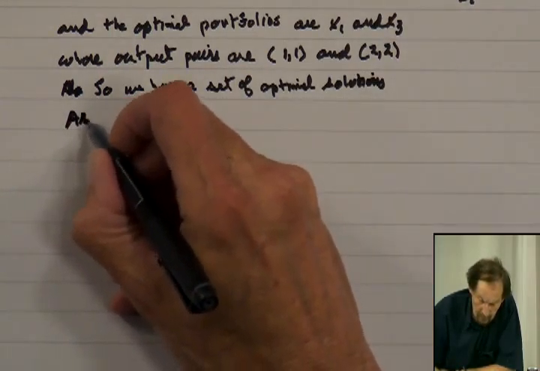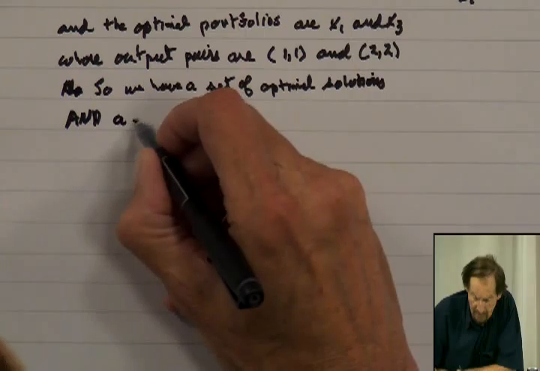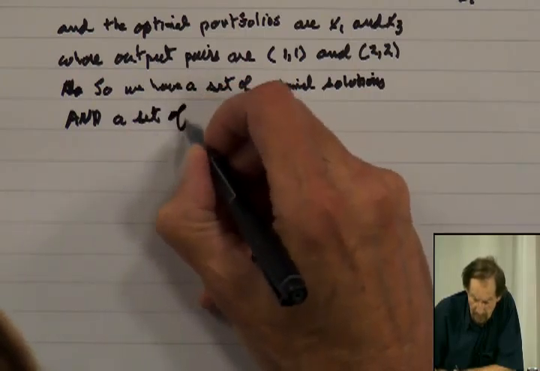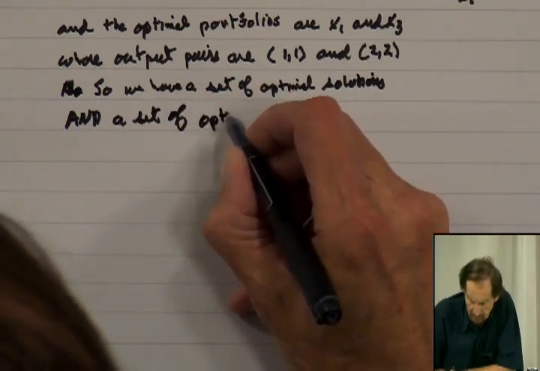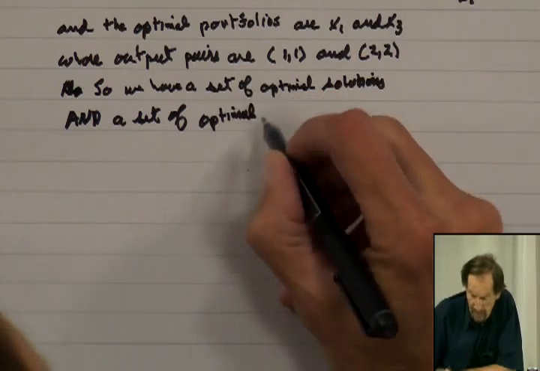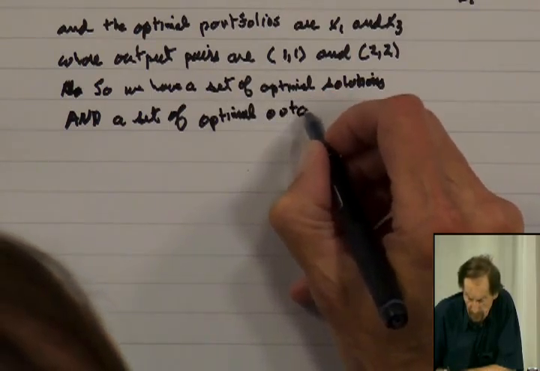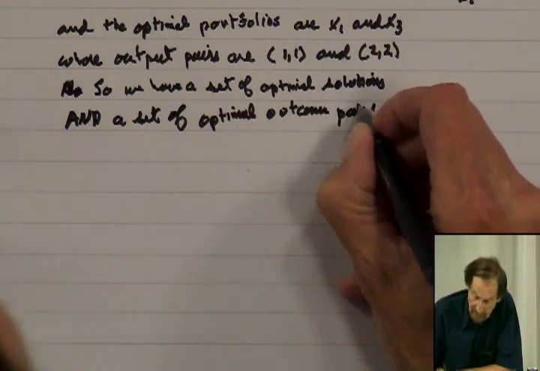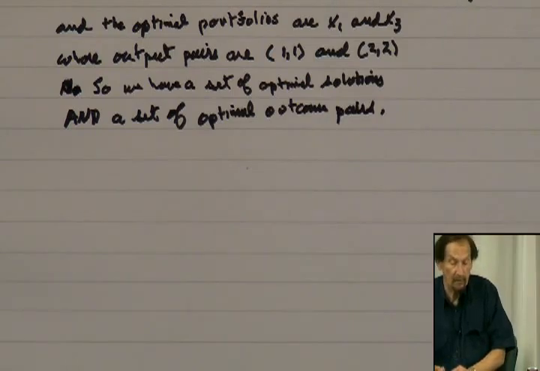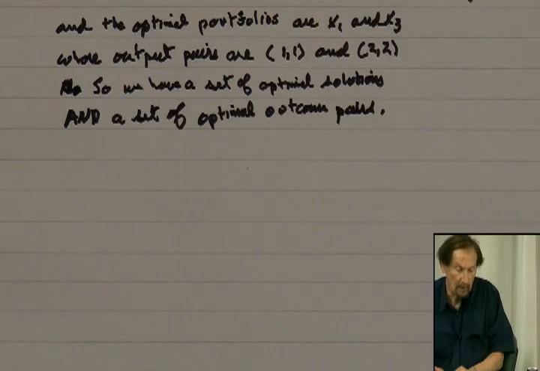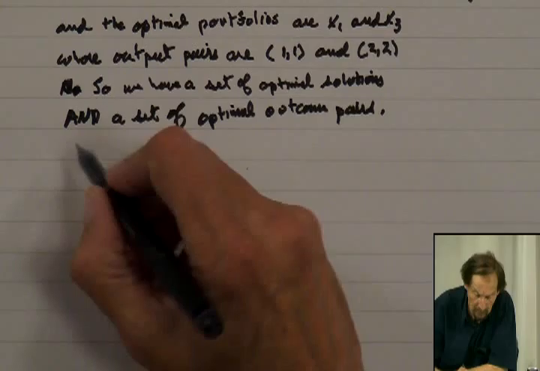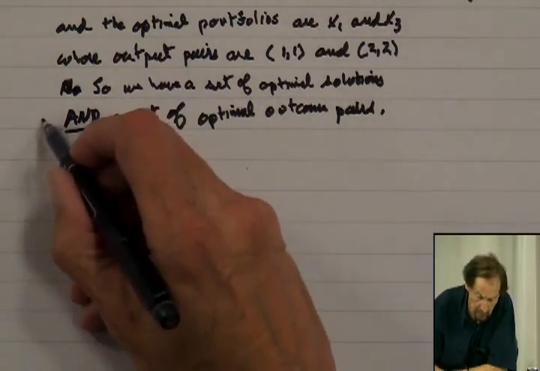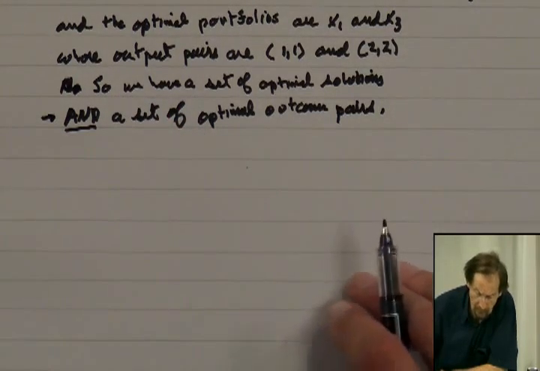And more importantly, a set of optimal outcome pairs. Because in single objective optimization, we could have a set of optimal solutions, but each of them would have the same objective function values. So this is the more critical thing. Okay.